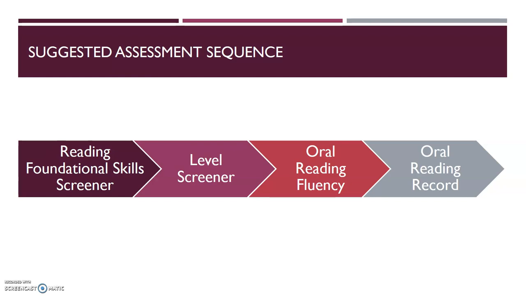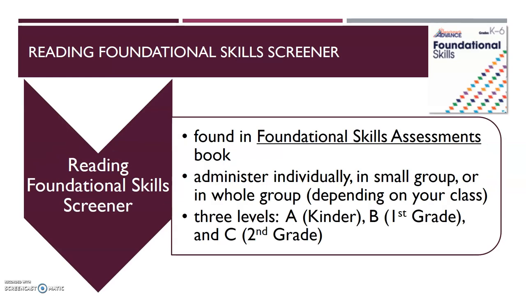for students you have concerns for. So first is the Reading Foundational Skills Screener. This is found in the Foundational Skills Assessment book, and it's kind of like a screener that you could use before the BPST or the RFSA. So it is leveled by level A, which has correlated to kindergarten level foundational skills. Level B is first grade foundational skills, and level C is second grade foundational skills.